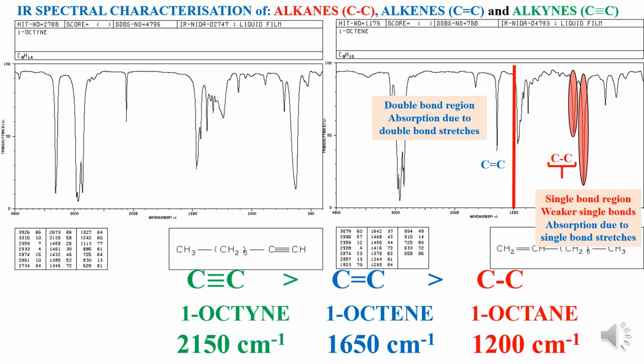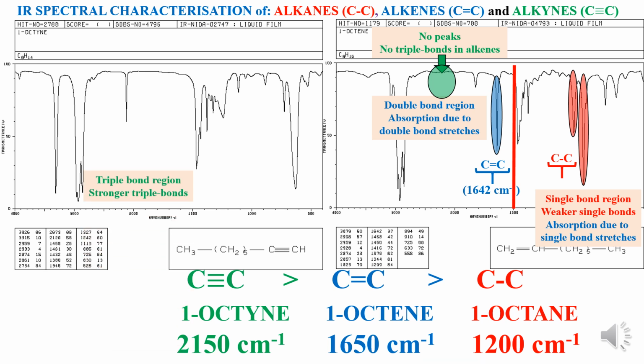Now in the double bond region, absorptions due to double bond stretches result in a sharp peak in case of 1-octene, and the absorption due to carbon-carbon double bond stretch is seen at around 1642 centimeter inverse. So octene is an alkene, so you will not see any peaks for the triple bonds because there are no triple bonds in the alkenes, and hence there will be no peaks in the triple bond region.